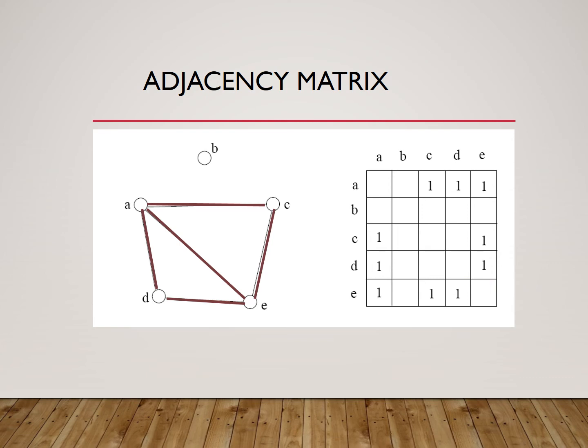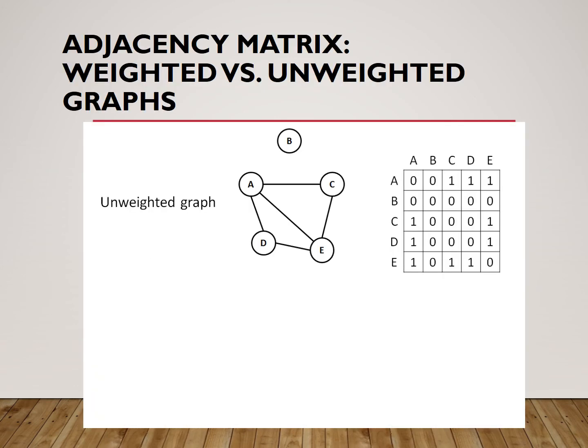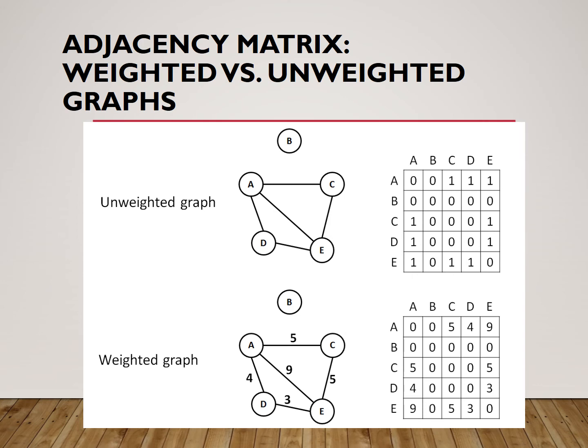After we have assigned value 1 for all the connected edges, the rest of the cells are filled with zeros. For an unweighted graph, the value 1 is used to mark when two vertices are connected. For a weighted graph, on the other hand, the weight of each edge is used instead of 1.